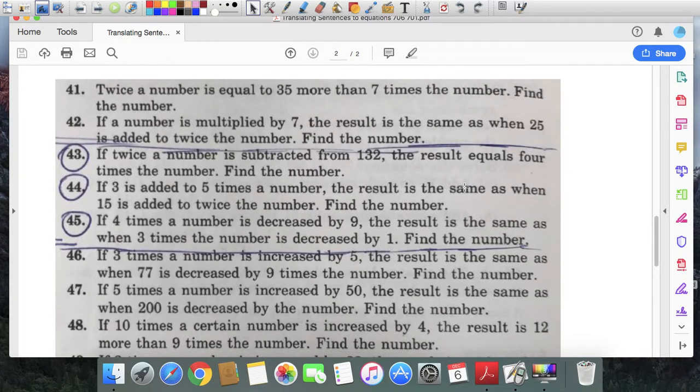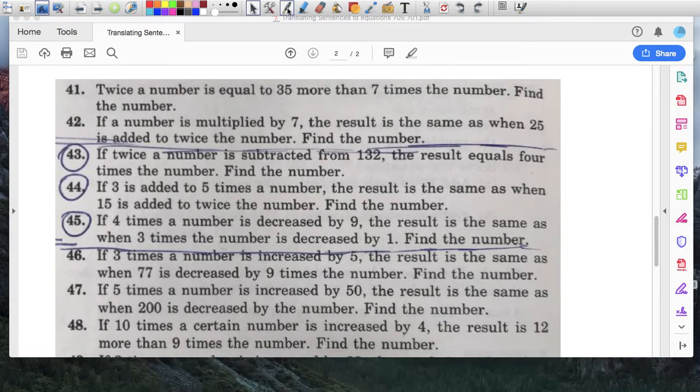Twice a number equals 37 more than twice an. Okay, so I gotta find some room for this. Well, let me see if I can do it over here. So twice a number is 2 times the number, is equal to 35 more than 7 times that number. So here's your equation.